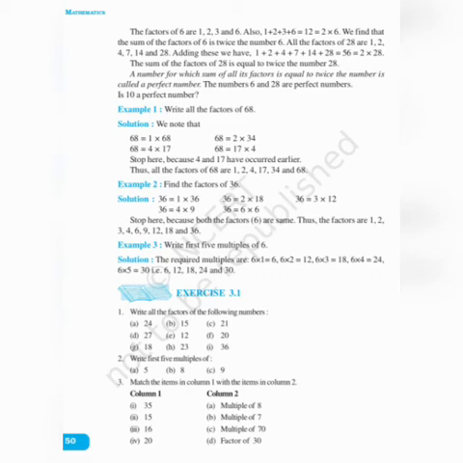Next, what is example 2? Find the factors of 36. So I am going to find the factors of 36. How can I write 36? 1 into 36 or 36 into 1, so it comes in the first table and 36th table. Next, 2 into 18, so it comes in the 2 table and 18th table. 3 into 12, so it comes in the 3rd table and 12th table. Next, 4 into 9, so the 4th table and 9th table. Next, 6 sixes are 36, so it comes in the 6th table.